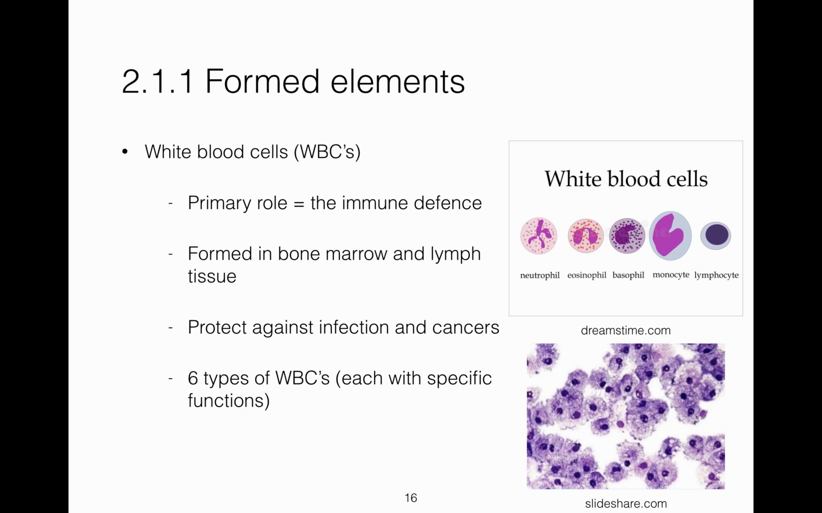White blood cells. The primary role of white blood cells is the defense against foreign materials and abnormal cells. White blood cells are also formed in the bone marrow as well as in the lymph tissue. Unlike red blood cells, there are 5 different types of white blood cells, each with specific functions, which are beyond the scope of this lecture. The number of white blood cells varies depending on the changing needs of the body.